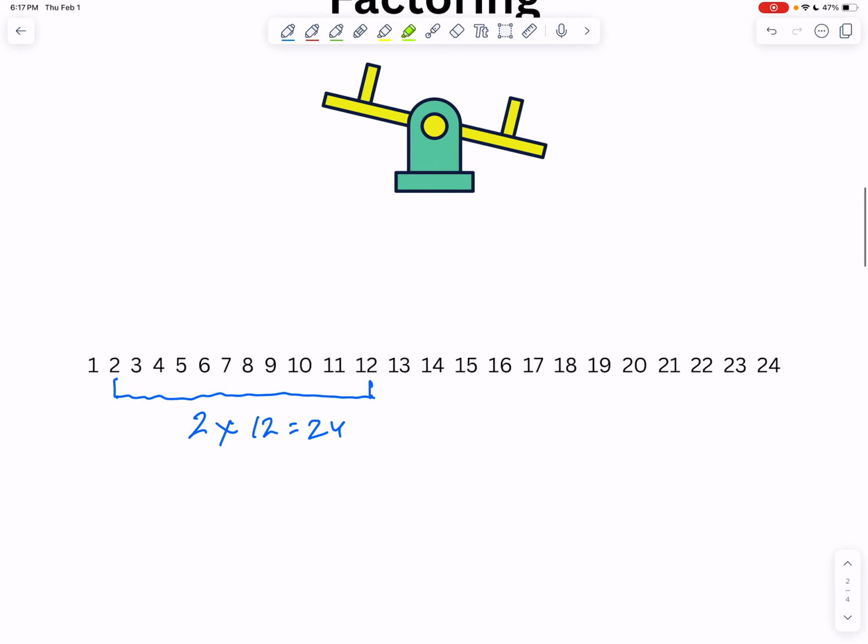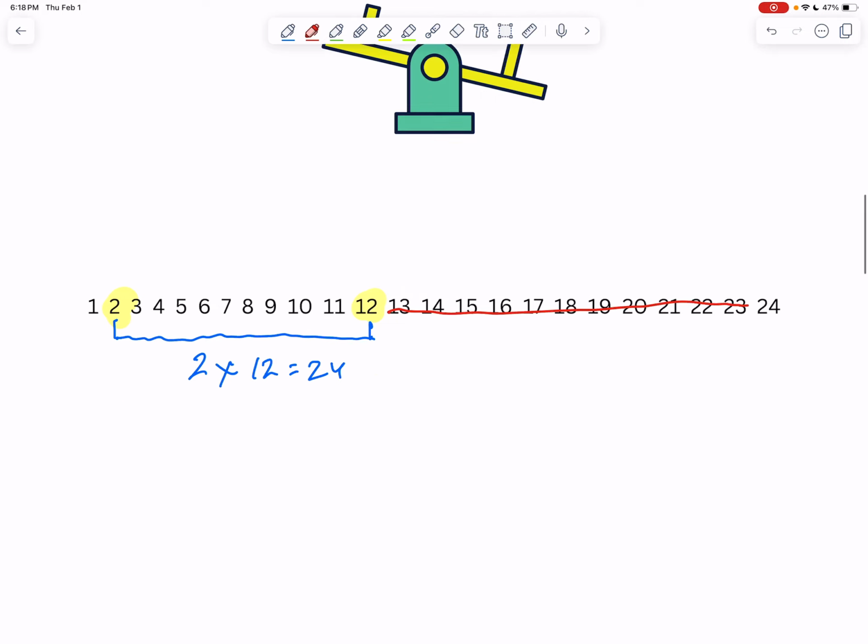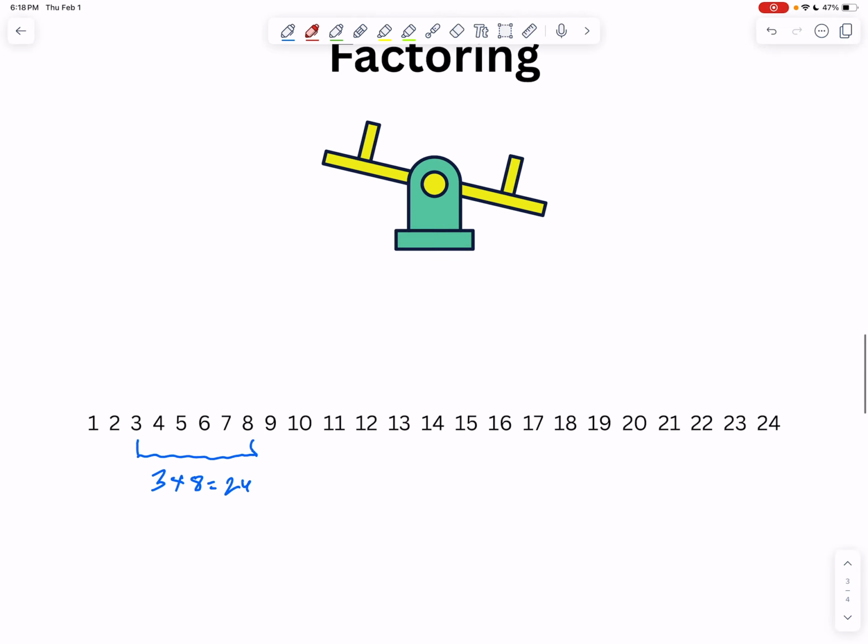So we have this factoring example. Here's 1 to 24, and you want to know what are the factors of 24. We determine that 2 times 12 is 24, then that means that we could eliminate all the numbers above. And the same thing if we have, let's say, divided by 3. In this case, we know that 3 times 8 is 24. In this case, all the numbers above 8 will be eliminated.